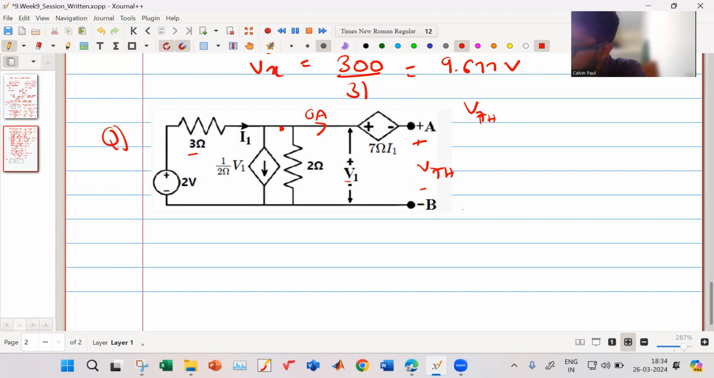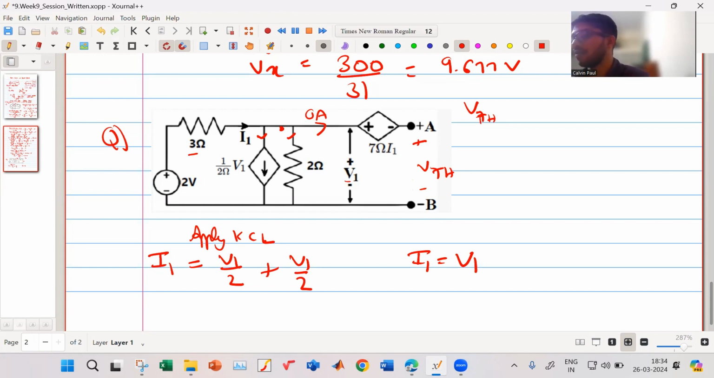Okay, so let me go step by step. We apply KCL, right? The current coming in is I1, and the current going out is V1 upon 2 plus V1 upon 2, right? So this implies I1 is equal to V1 in this situation. Yes, sir.